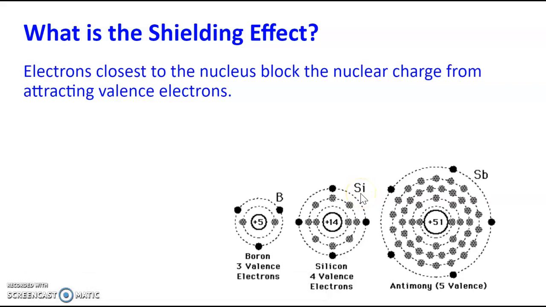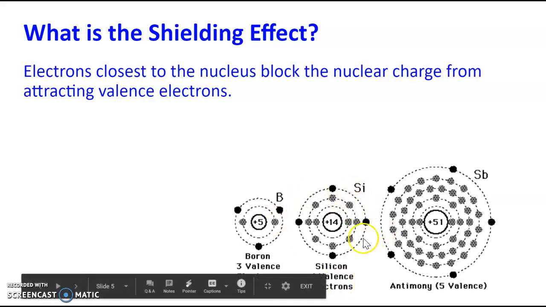Silicon has 3 rings. So it has 2 rings between its nucleus, which is positive 14, and its outside ring. So those 2 rings block the magnet from the outside rings, and so it makes it harder for this nucleus to attract electrons.